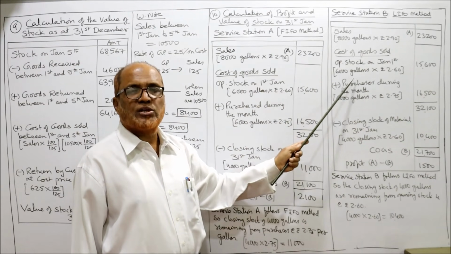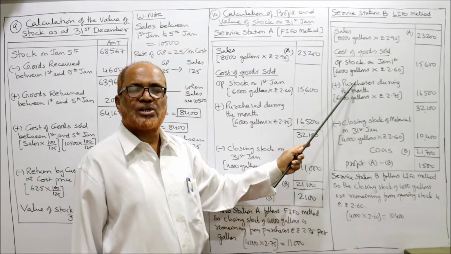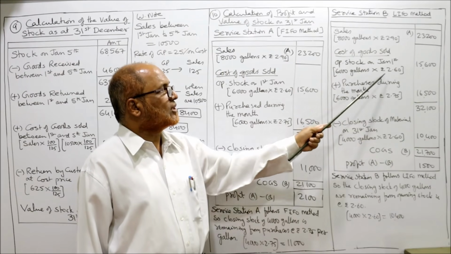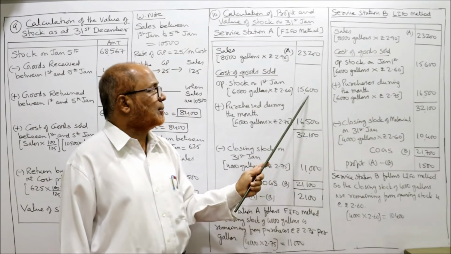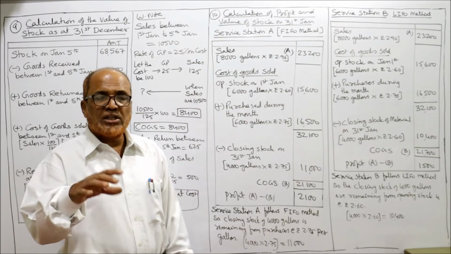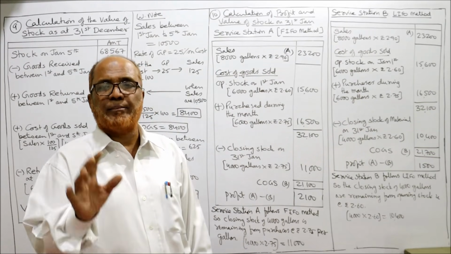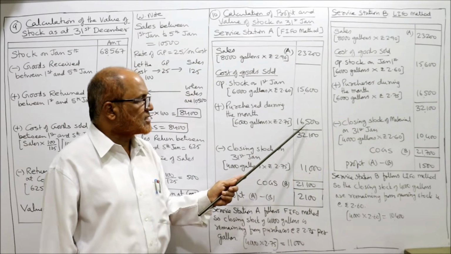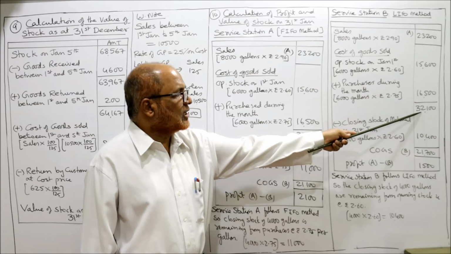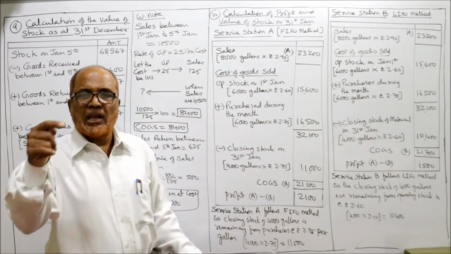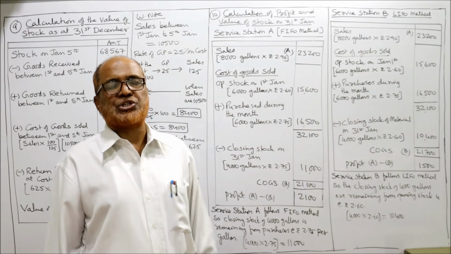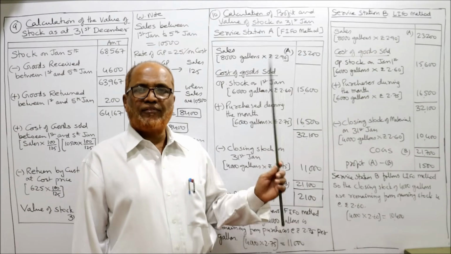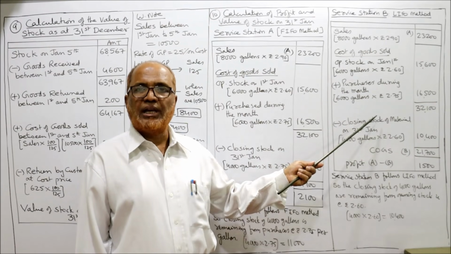Cost of goods sold, opening stock. Opening stock for both the stations same. For 6,000 gallons at 2.60, 15,600, same. Purchases, both the service stations purchases are same. 6,000 gallons into 2.75, 16,500, 16,500. The total is 32,100, 32,100. Now the value of closing stock will change because A follows FIFO, B follows LIFO.